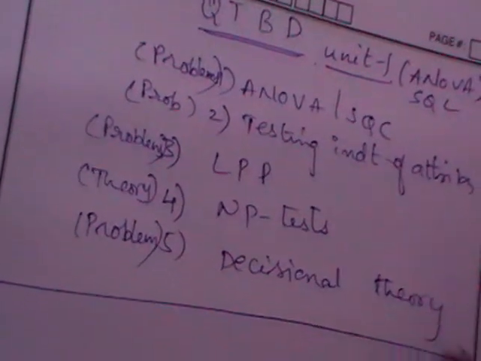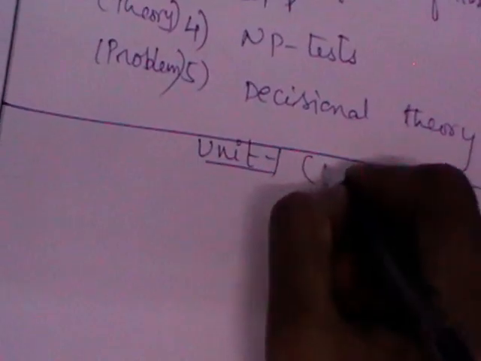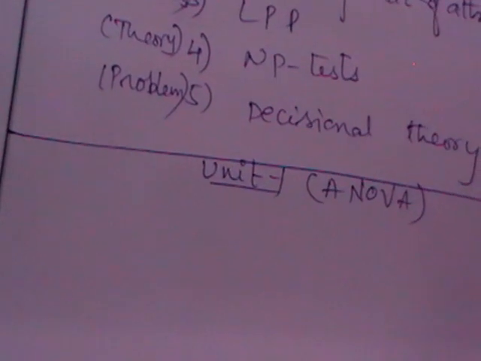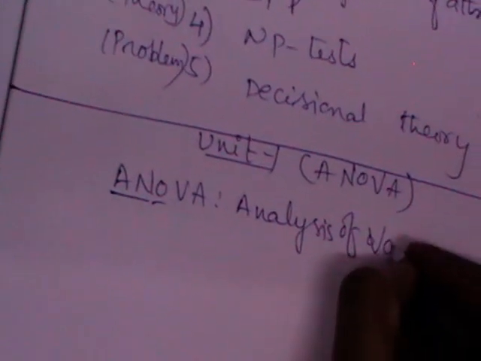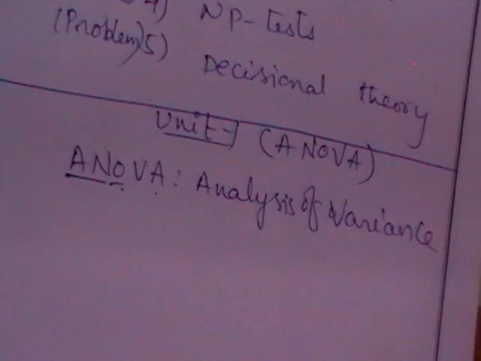Today I am going to start with unit 1, which has 2 parts called ANOVA and SQC. I am going to start with ANOVA. What do you mean by ANOVA? ANOVA is analysis of variance, called simply ANOVA. Analysis of variance is called ANOVA.